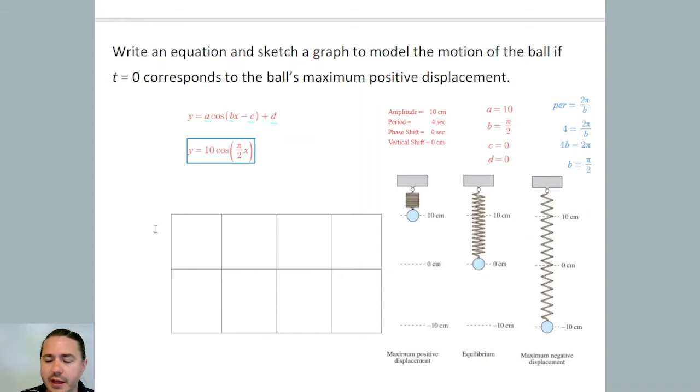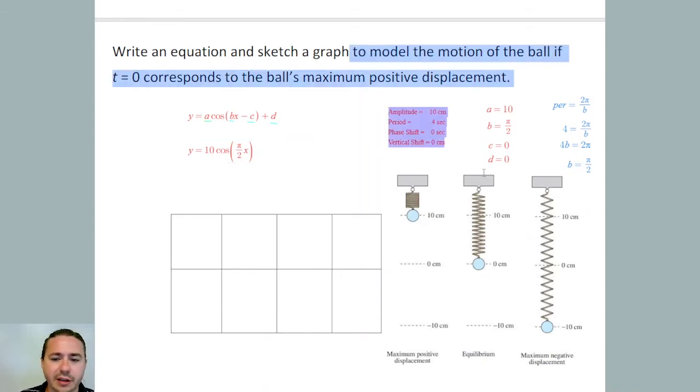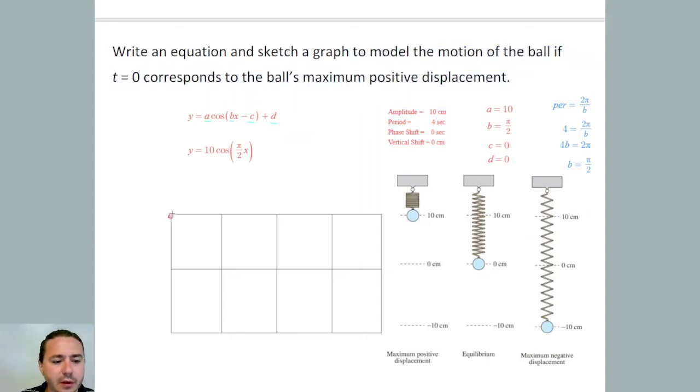Now we can go ahead and start plotting everything. We already know all the information we need. We've already done all the analysis up here, so now it's just a matter of making sure our graph looks nice. So we're going to start at maximum, go down to equilibrium, down to the minimum, back to equilibrium. I don't know why I made this box so big.